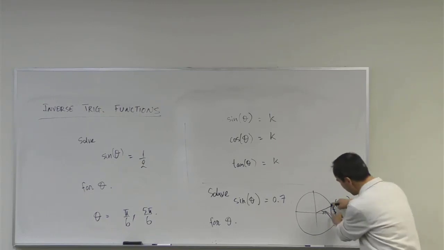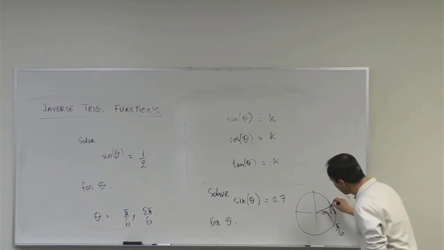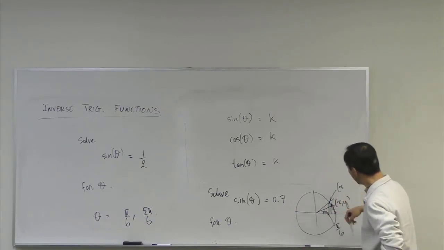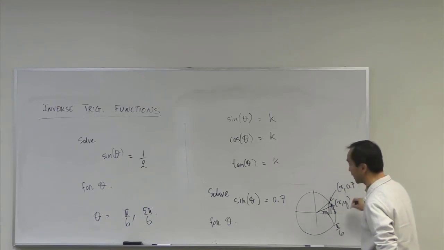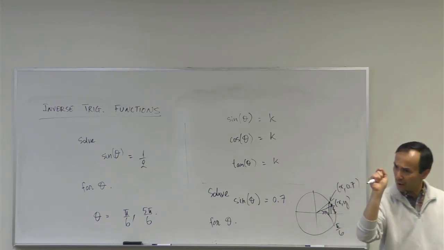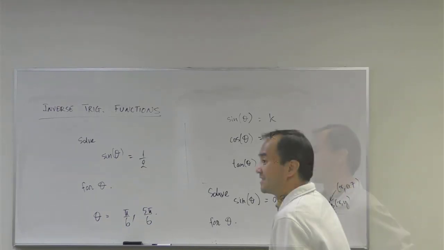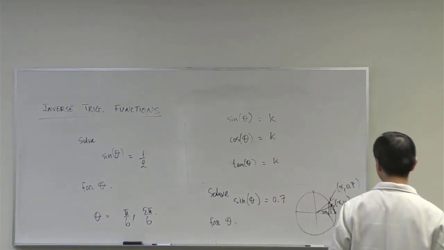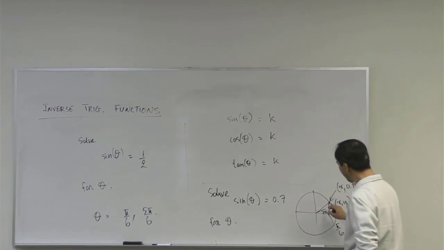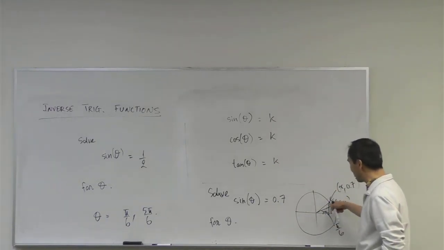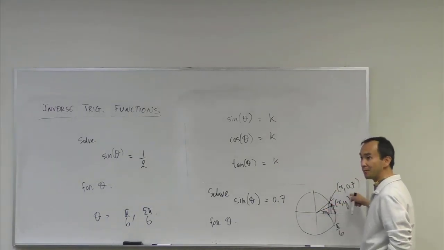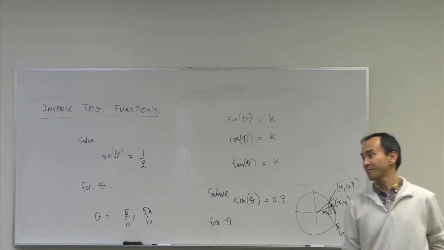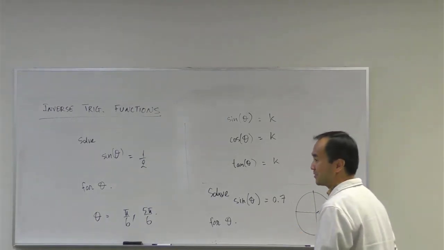But now the sine value is 0.7. At a different terminal point, we have some x for cosine and 0.7 for y, which is the sine value. But what angle is that? I'm not saying it's not there, but does the unit circle really tell you what angle gives you exactly 0.7 for sine? It doesn't. See what I'm saying?